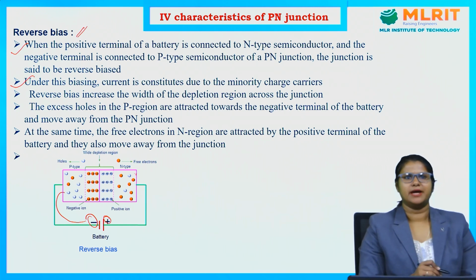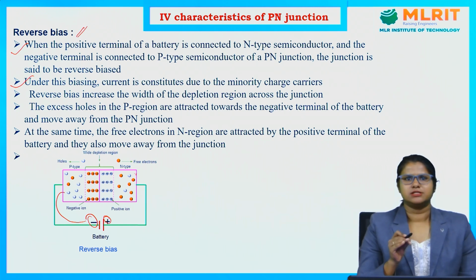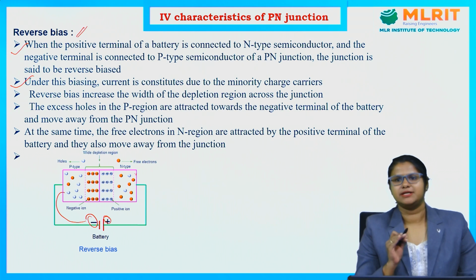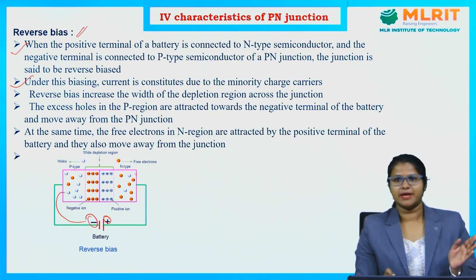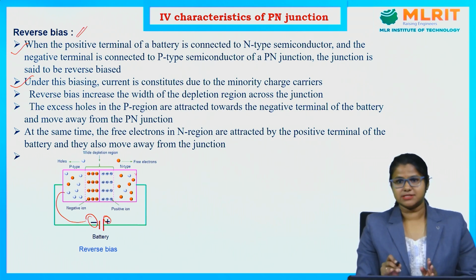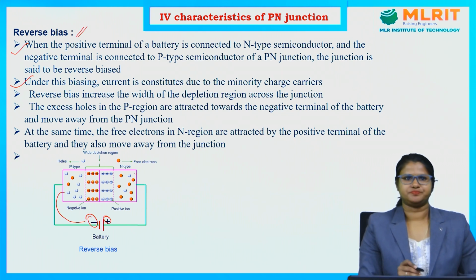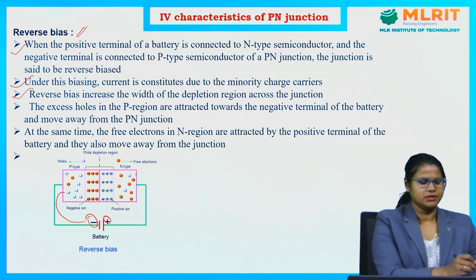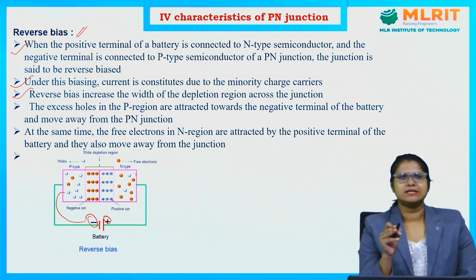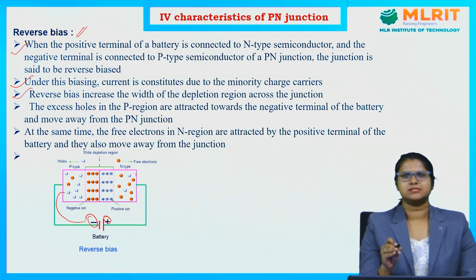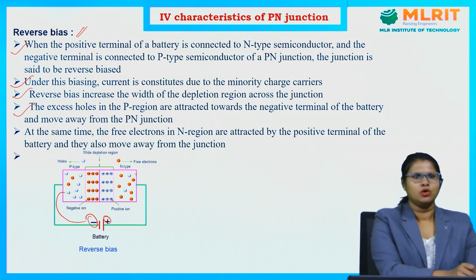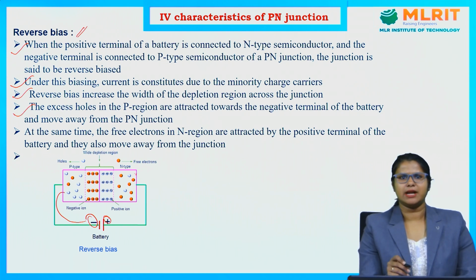Under this bias, current is constituted due to the minority charge carriers. In forward bias, the current was due to the majority charge carriers, but here it is due to the minority charge carriers. We will see how. Here, reverse bias increases the width of the depletion region across the junction. The excess holes in the P region are attracted towards the negative terminal of the battery.